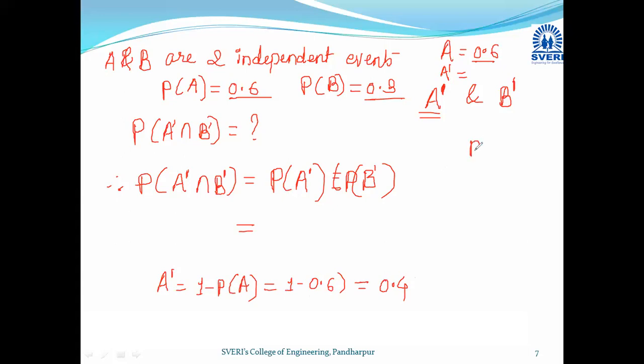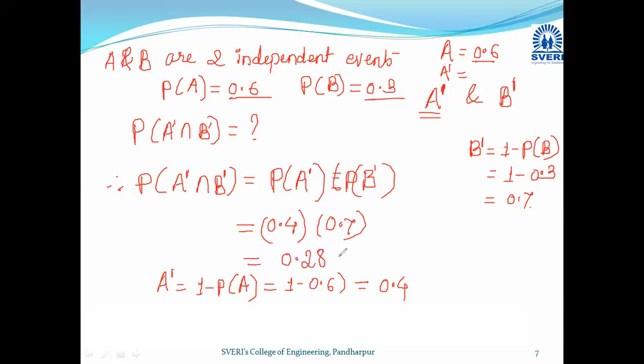And similarly B dash is equal to 1 minus probability of B, which is equal to 1 minus 0.3, which is equal to 0.7. So here probability of A dash, that is 0.4 into 0.7, which is equal to 0.28. त्या ठिकाणी हा फॉर्म्युला लक्षात ठेवायचा. A dash is equal to 1 minus P of A, B dash is equal to 1 minus P of B.